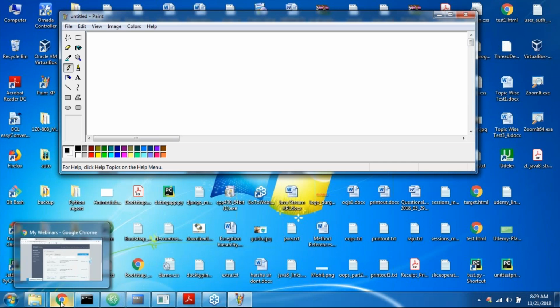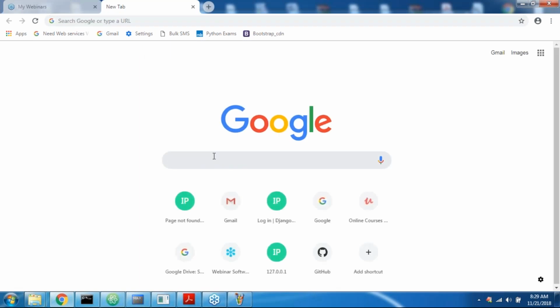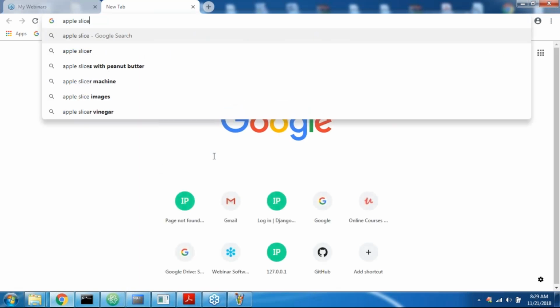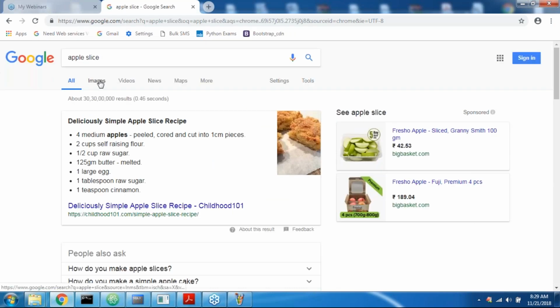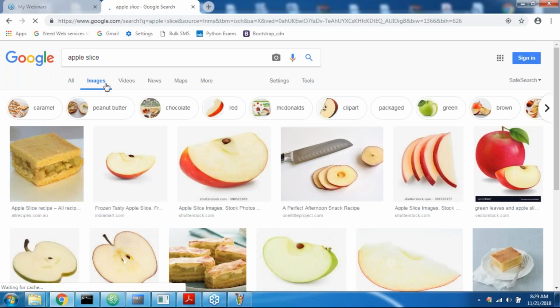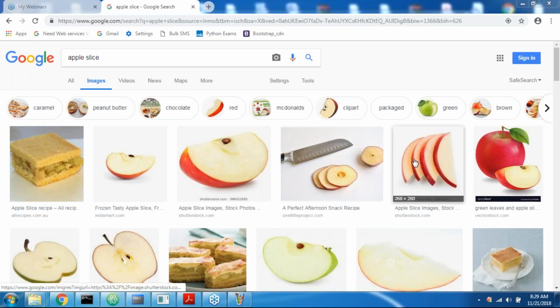If you go to Google and search for apple slice, are you getting apple slices? Then immediately you can say, this is one slice. This is one slice. It is one slice. Slice means a piece which is cut.